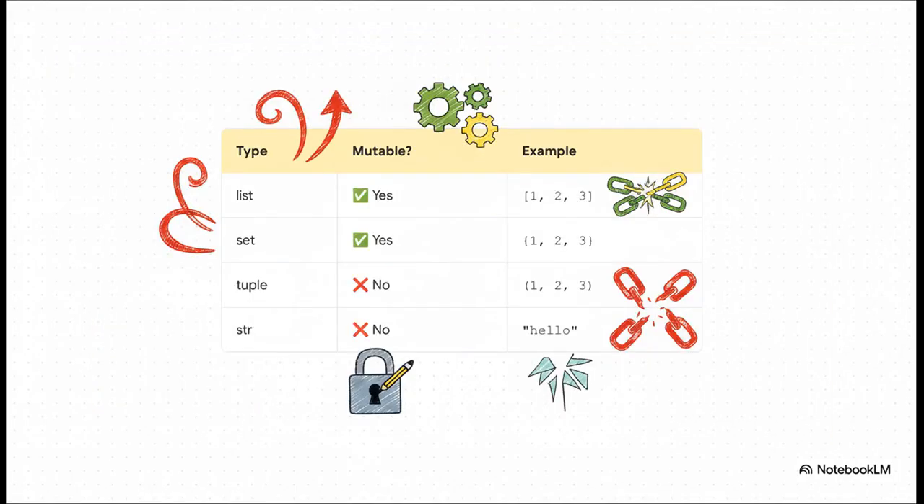This little table breaks it all down perfectly. See? Lists and sets are on the yes, you can change me side. And over on the nope, I'm fixed side, we have tuples and strings. You can't change a single character in a string any more than you can change an item in a tuple. Anytime you think you're changing a string, you're actually creating a whole new one.